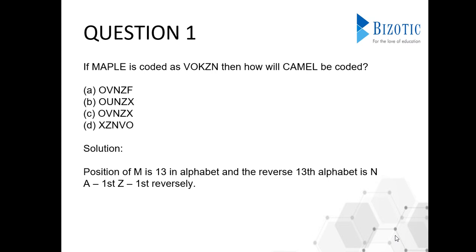The only instruction that we have got in the question is Maple being coded as VOKZN. So what we are going to do is find the position of M, and that is 13. So now the reverse 13th position, that is when we count from Z to A, the 13th alphabet that we get is N. But here in the question we can see M is placed at the first bit and N is placed at the last bit. Now let's continue counting the position of other alphabets too.